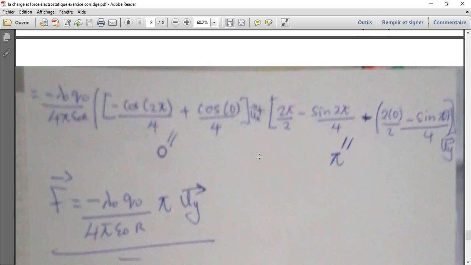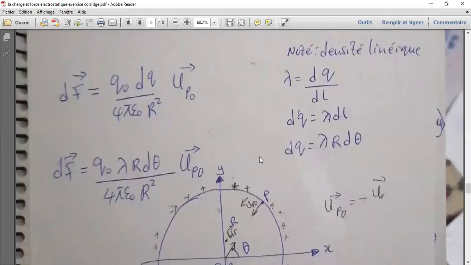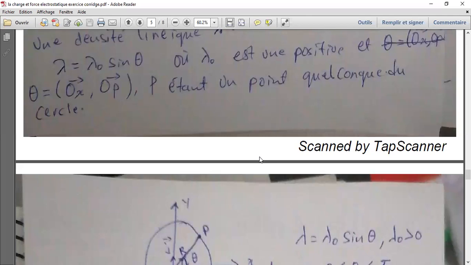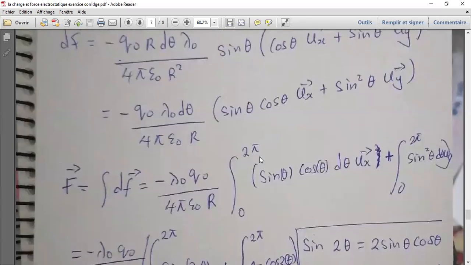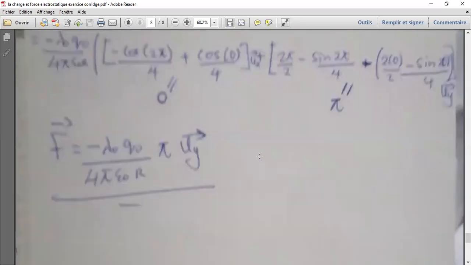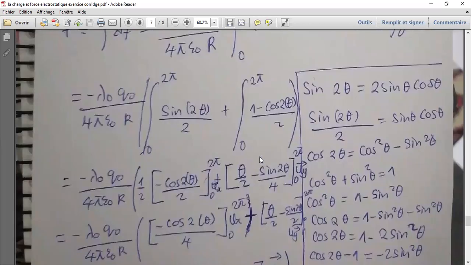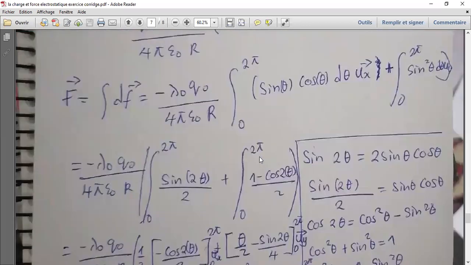So this is the end for our exercise. This is the end for exercise 3. I'll send this PDF, and please don't forget to rectify the mistakes. Where there are mistakes, don't forget to correct them.